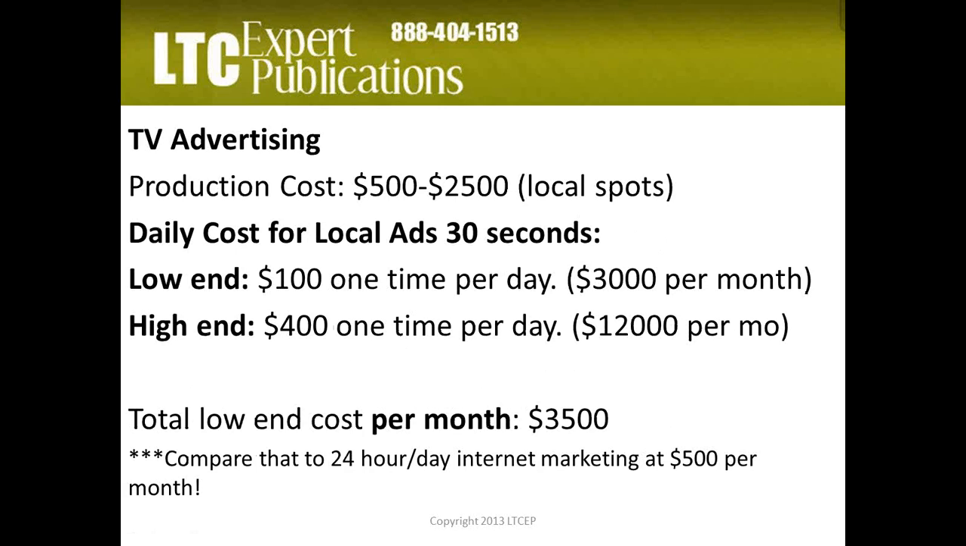Okay, so let's say production cost for a TV ad, and sometimes they throw this in if you buy a big program, so you may not have to pay for the production costs, but sometimes you do. $500 to $2,500 for local spots. The daily cost for local ads that are 30 seconds each, so if you did one time a day, that would be $100 one time a day, then you're looking at $3,000 per month on the low end. On the high end, you're looking at $12,000 per month.